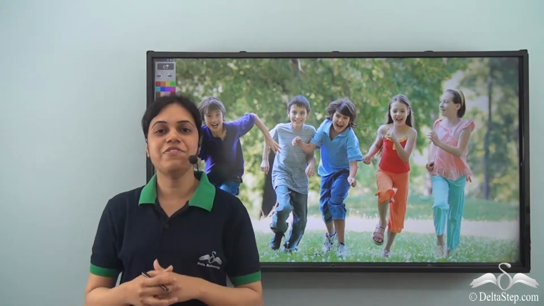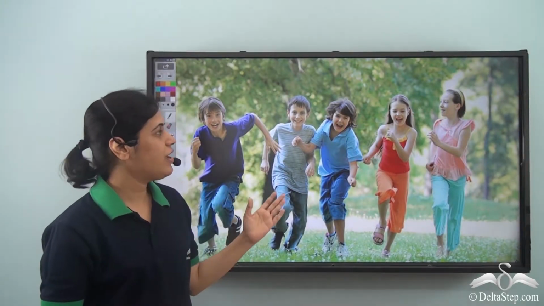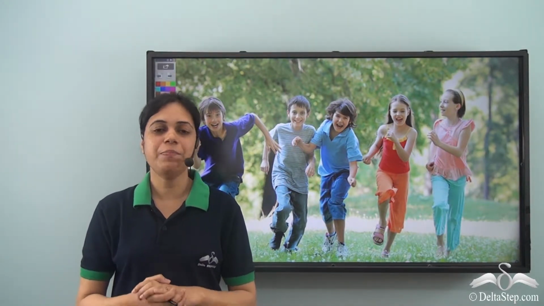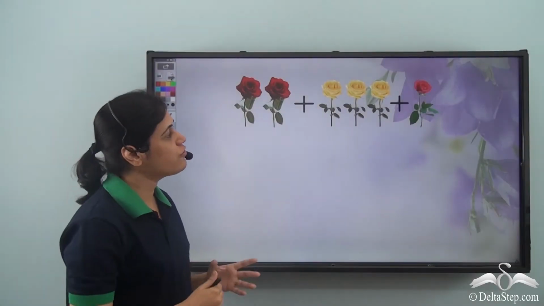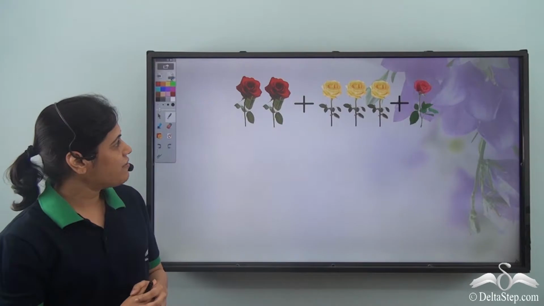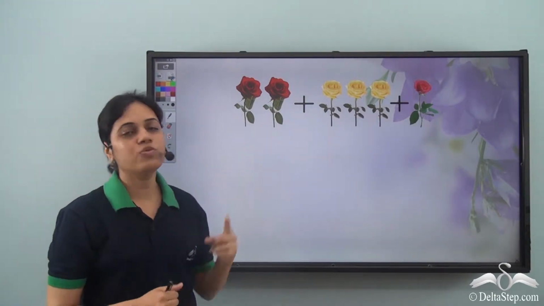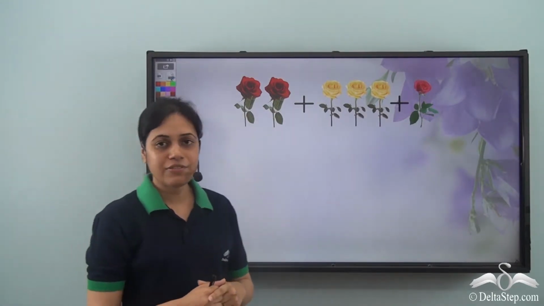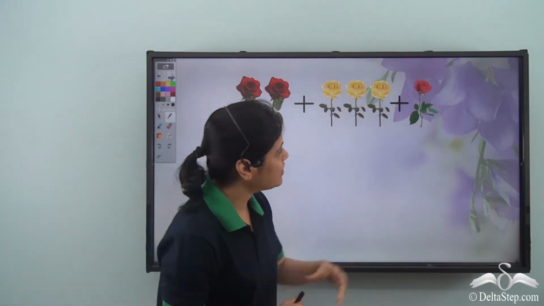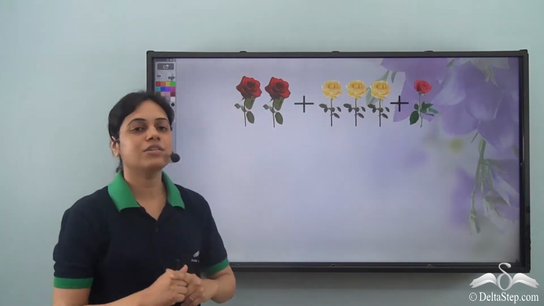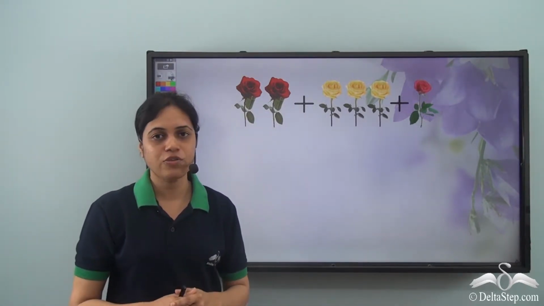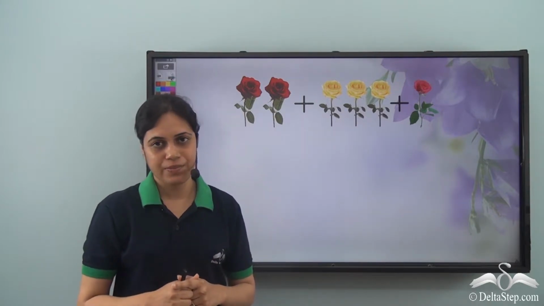It was Rohan's vacation. So Rohan, along with his friends, gathered in the garden to have a picnic. Now, three of Rohan's friends brought roses with them. So, one friend got two red roses, the other friend got three yellow roses, and the third friend got a pink rose. Now, Rohan wanted to find out how many roses are there.